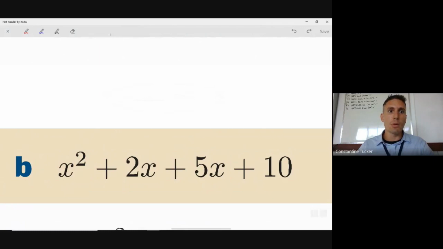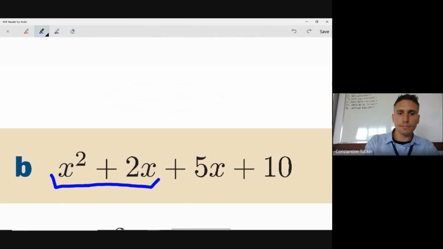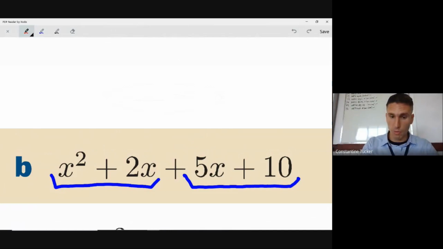The point is we will try to put everything into brackets by taking the first 2 terms here and factorizing them using a common factor, and then taking the second 2 terms and factorizing them using a common factor. Looking at the first 2 terms, we can't add them because this is x squared and this is x. They are not like terms. They don't have the same algebraic part. So what we do is we just factorize using a common factor.